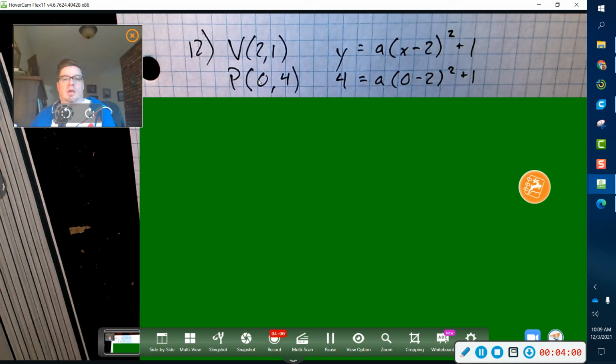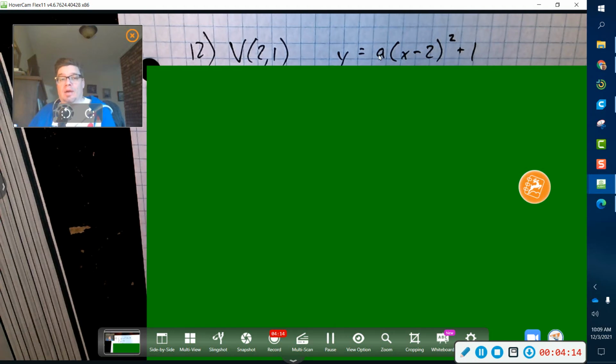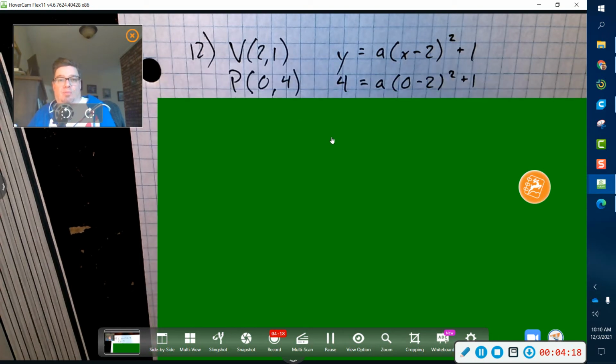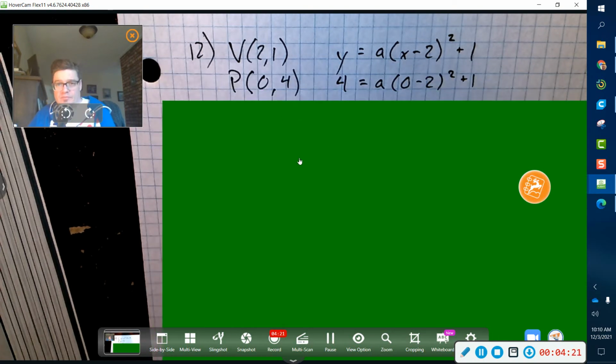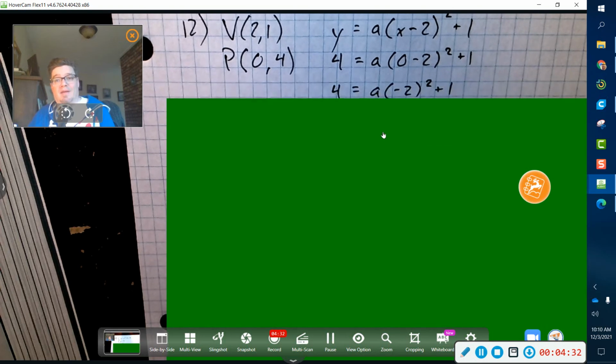All right, so we have a vertex and a point that it passes through. Now, with the vertex, we can at least get to this point. We've got h is 2, the k is 1. Okay, but we still need to know a. We need to know, is it going to widen or tighten to pass through this point, 0, 4. So what we do is we replace the x-coordinate with 0, and we replace the y-coordinate with 4. And then we're going to adjust this a so that it actually passes through that point. So we have got to do a little algebra.